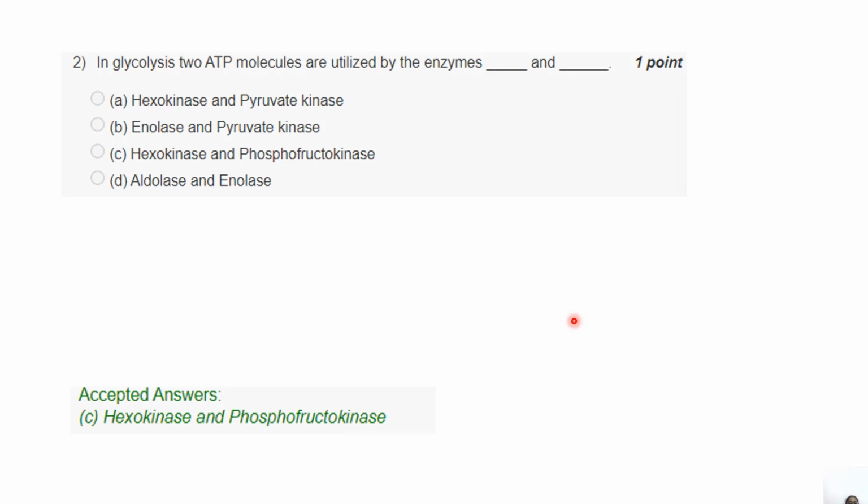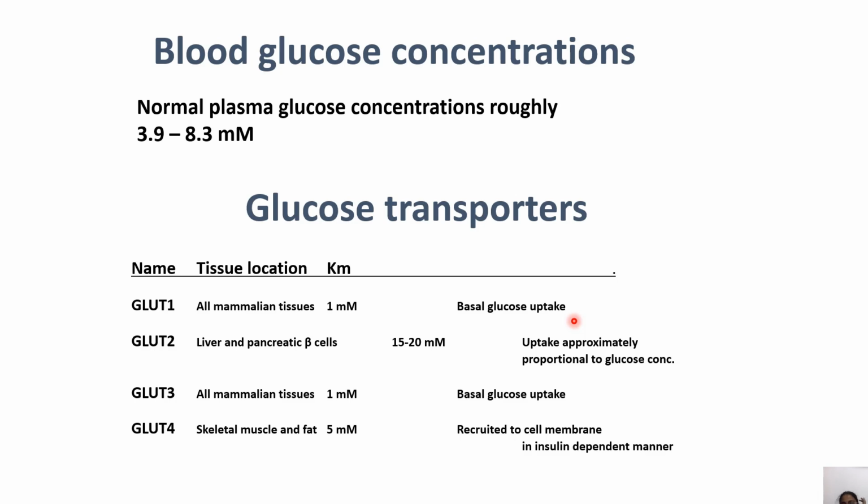So we'll talk a little bit about the different steps of glycolysis and what is what before we move on to the next question. We know that the normal plasma glucose concentrations roughly vary from 4 to 8 millimolar, right? And there are various forms of glucose transporters. As you can see, the variants are GLUT1, GLUT2, GLUT3, and GLUT4.